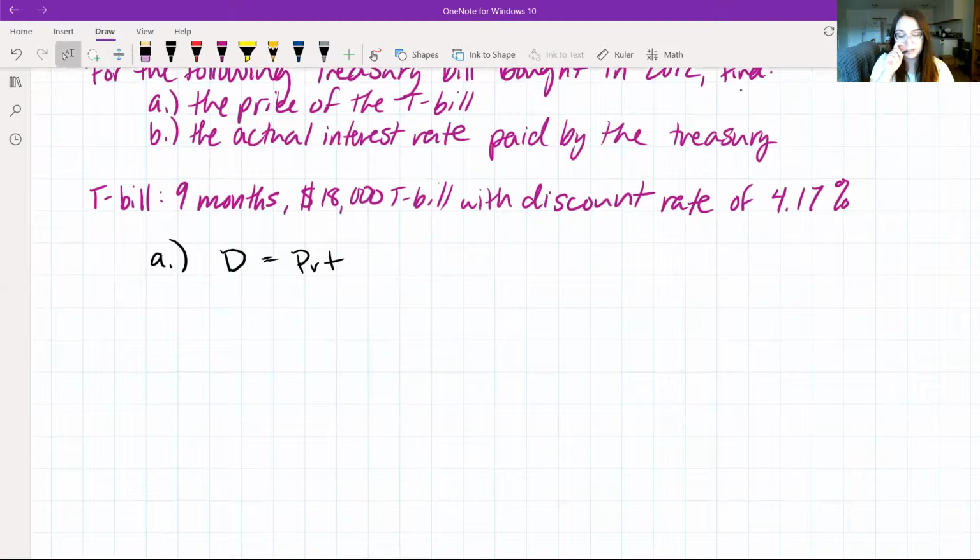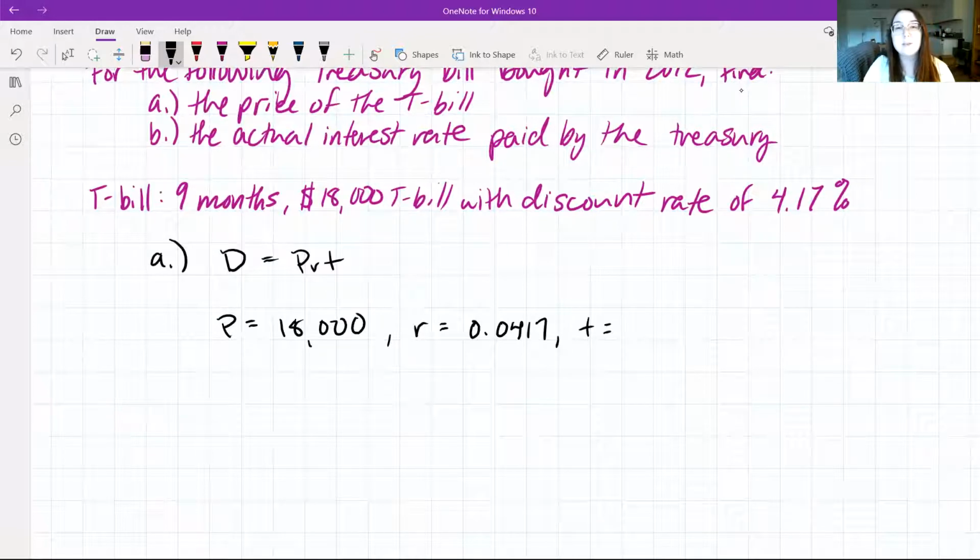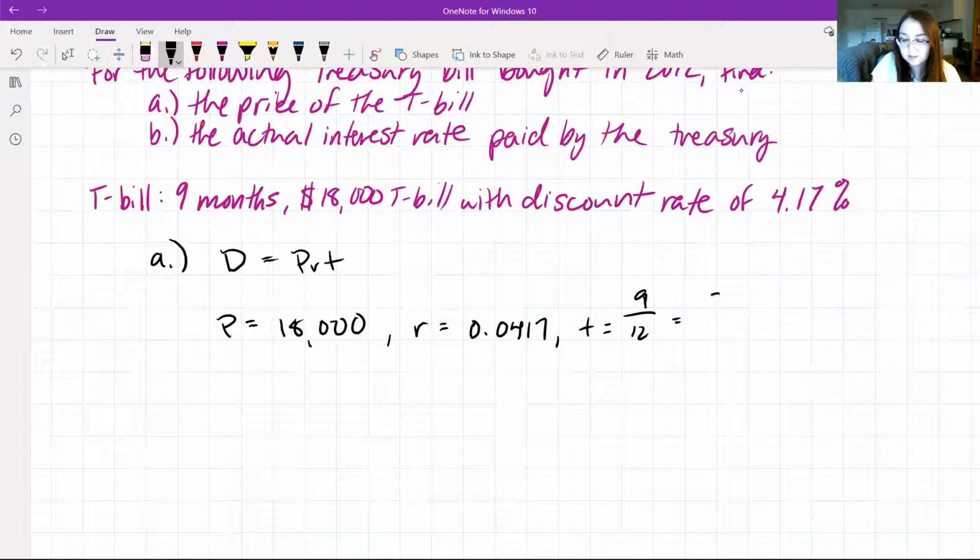We have D is equal to P times R times T. P is going to be equal to 18,000. R is going to be equal to 0.0417. And our time is always in years. So if we have 9 months, and there are 12 months in a year, this means 9 out of 12, which is equal to 3/4. So now we have everything we need to solve for our discount.